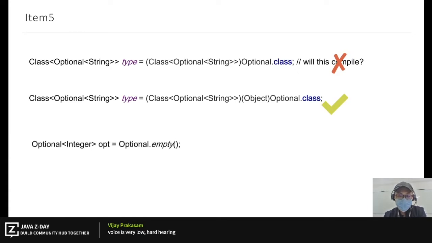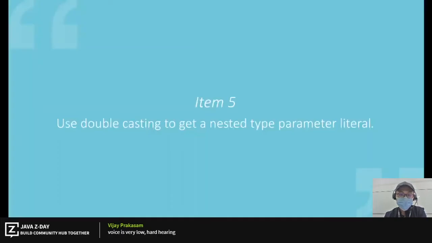And a question here is: is our type equal to the type obtained from Optional empty? So is it true here? Are they equal to each other? Yes, they are equal to each other. And this is also an example of how generics work in Java at compile time and runtime. Use double casting to get a nested type parameter literal. Okay, let's move on.